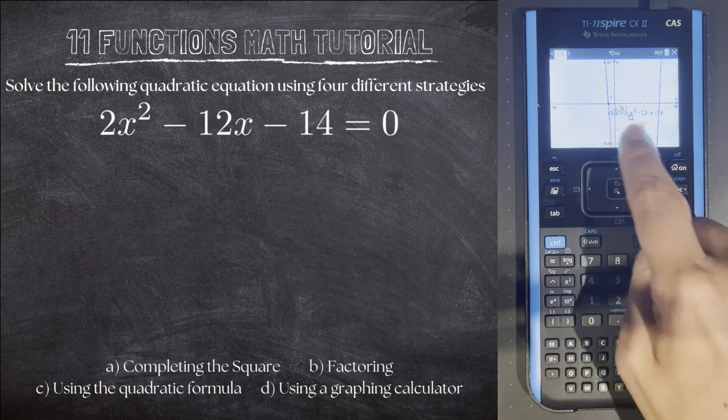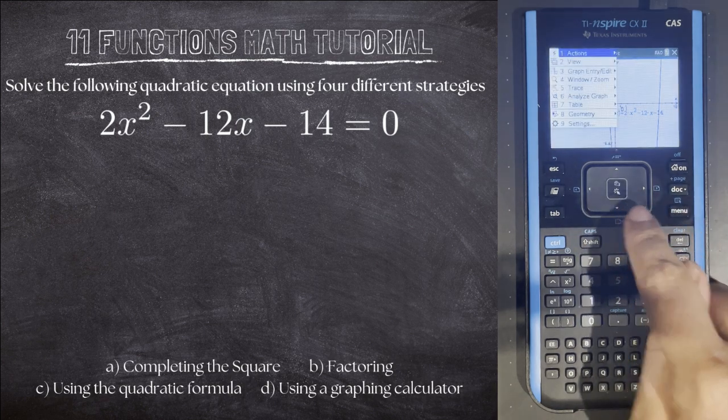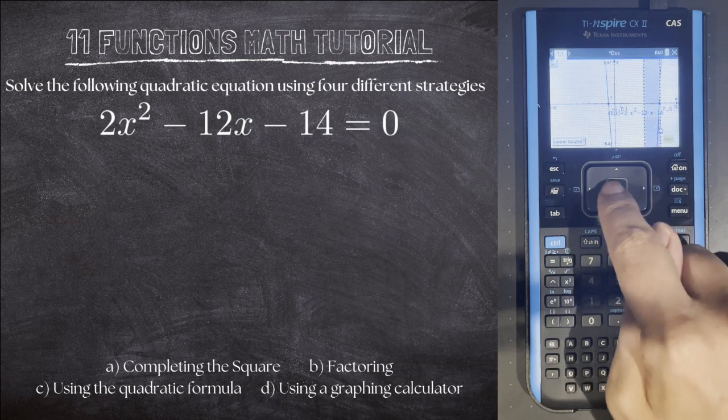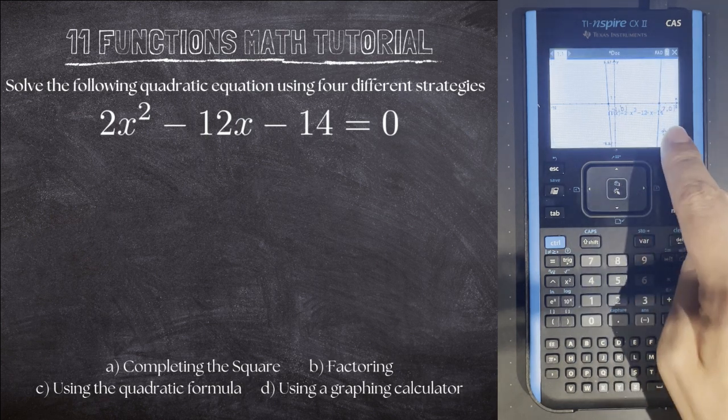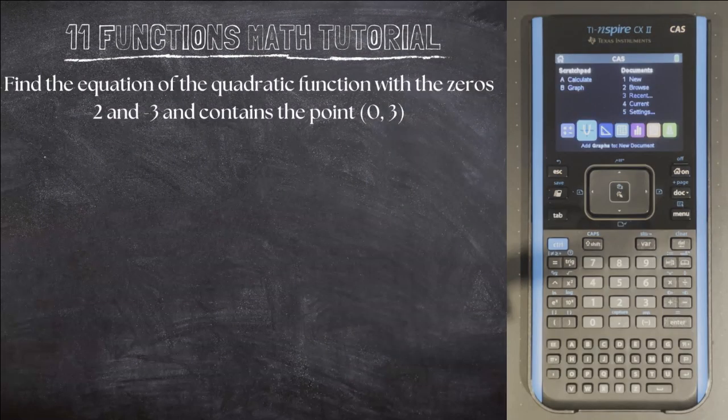Okay, and so minus 1 and 0. So that first point is minus 1. We can do the same thing to find the second point. And it is 7. So we have minus 1 and 7. Those are our solutions. For this next question, we're going to find the equation of the quadratic function with the zeros 2 and negative 3 and contains the point 0,3.